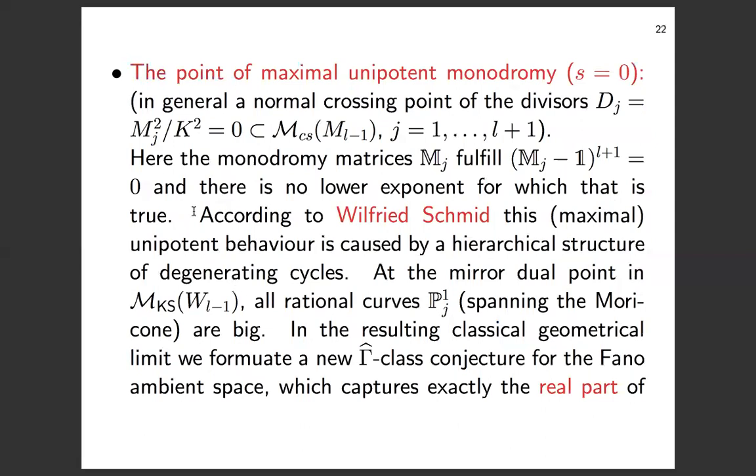And then at the maximal unipotent monodromy, we have, of course, in these variables, they are already at normal crossing. So this is very good. And we can easily write down a basis of logarithmic periods there. So we know that the monodromies are maximal unipotent, and that means that if you take these monodromies around all these divisors here, and you subtract one and take it to some power, then it's zero.